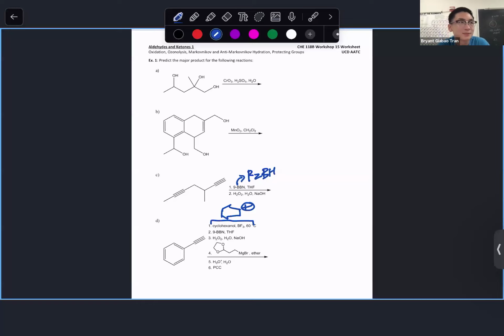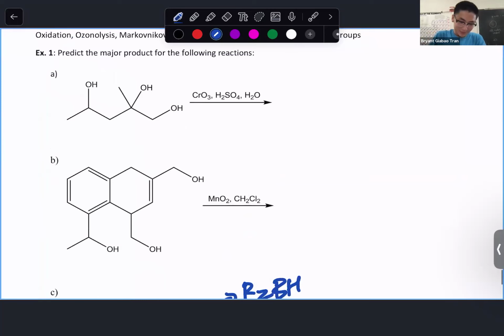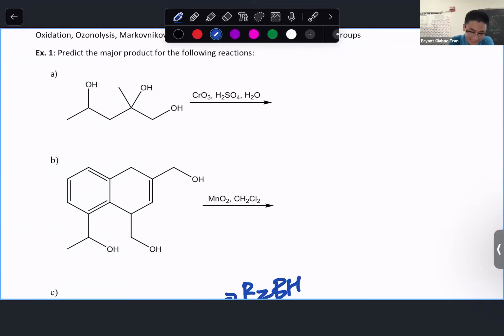Oh gosh, it's time to go on to yours. Okay, so for the first one here, what is going to happen? Oxidizing agent, which in this case is Jones reagent.